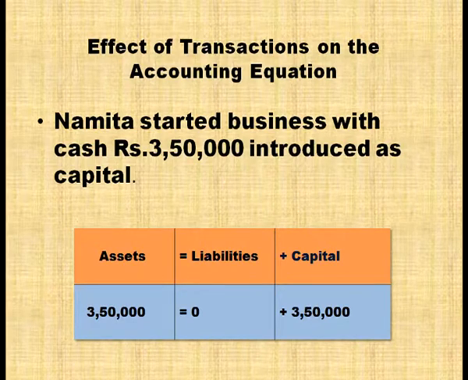Namita started business with cash rupees 3,50,000 introduced as capital. So, in the asset side, equation will come in this form: asset equals liabilities plus capital. In the asset side, you can open a column for cash. In the cash column, cash balance of 3,50,000 will be shown, and capital column 3,50,000. So, asset equals liabilities plus capital, accounting equation is satisfied.